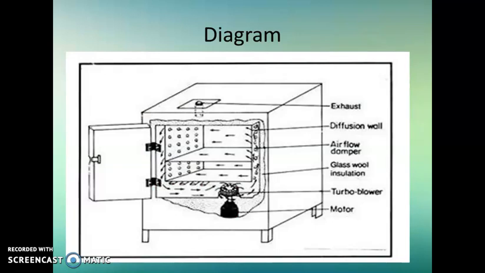This is the diagram, and it consists of an exhaust which is present on the outer surface. Then next is the diffusion valve, where the heat gets diffused, and this is the airflow damper. Then this one is the glass wool insulation, then the turbo blower which provides heat, and this is the motor. When the switch is on, the motor starts working and heat will be conducted.